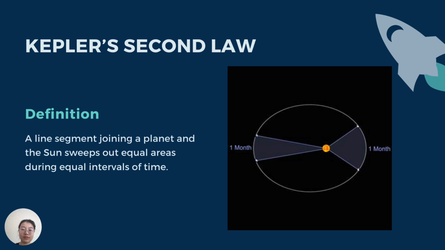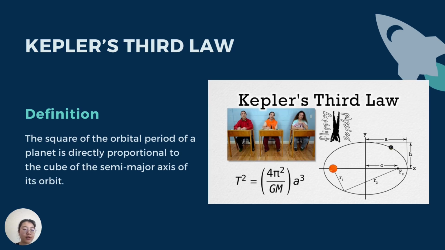Kepler's third law says that the square of the orbital period of a planet is directly proportional to the cube of the semi-major axis of its orbit. This means that if we plot r cubed on the x-axis and T squared on the y-axis, the graph should be a straight line with the gradient equal to this constant. Is that really true? Let's do some experiment.